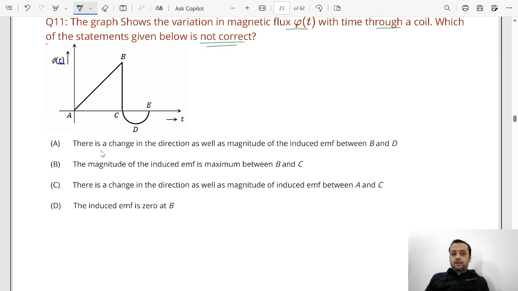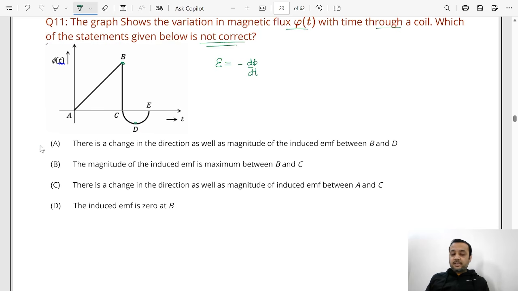Now look, option A is saying there is a change in the direction as well as magnitude of induced EMF between B and D. So point B is here and point D is here, right? Now EMF is minus d phi by dt. That means unless and until the sign of d phi by dt changes, the EMF polarity will not change. Now look, from B to C, d phi by dt is negative because flux is decreasing, and from C to D again flux is decreasing, so d phi by dt is again negative. So from B to D flux is decreasing, which means d phi by dt is negative, and hence the sign of EMF will not change.